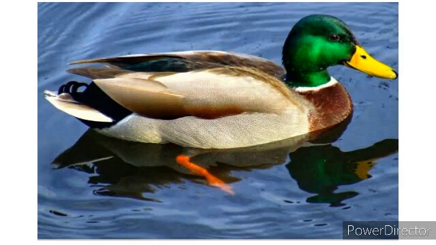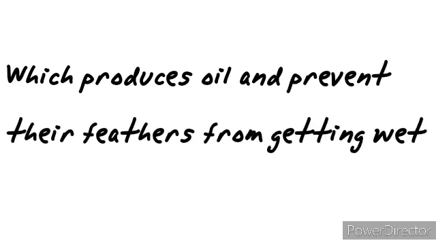So you may wonder, this duck, swan, you may see them swimming in the river, lake or pond, but when they get onto the shore, they will just shake their body and they are all dry. How does this happen? This is because there are oil glands present in their bodies, below their feathers, which produce oil and prevent their feathers from getting wet.